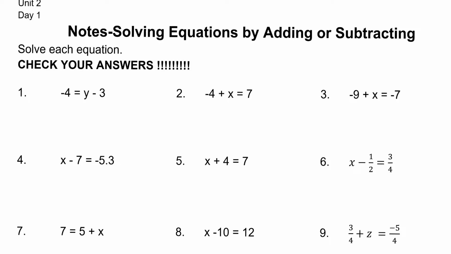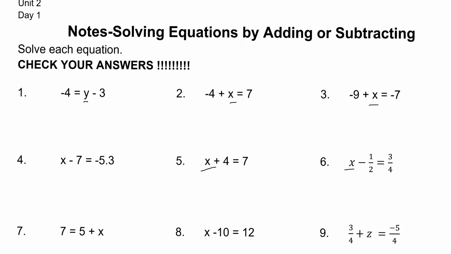So, to get started, today is all about opposites. In order to solve these equations, we have to keep in mind that we're going to be using opposites: the opposite of addition and the opposite of subtraction, which of course is subtraction and addition, and vice versa. With that in mind, our main goal is to isolate the variable. We're trying to knock everything that is around the variable away.